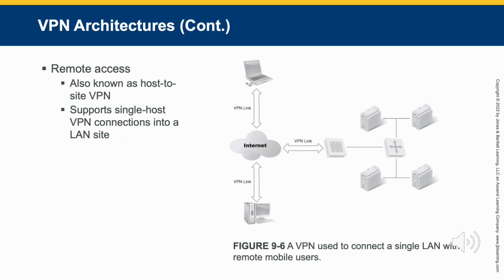In this example for remote access, also known as host-to-site, a VPN supports single-host VPN connections into the local area network. You can see the laptop and the desktop connect to the internet from different locations around the world, and they have an internet connection independent of the corporate network. They establish a VPN connection to the firewall. That's where they get their authentication and authorization, and then they get handed off to the local area network.